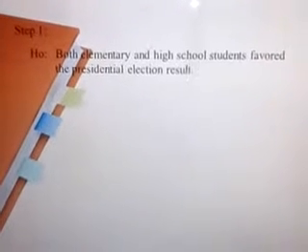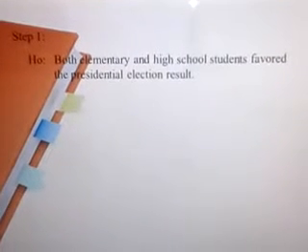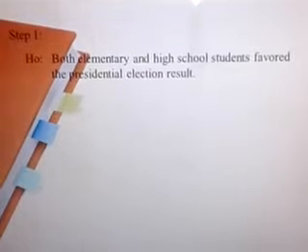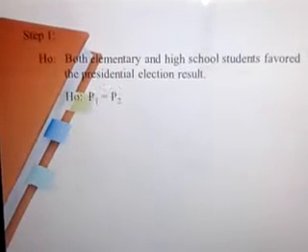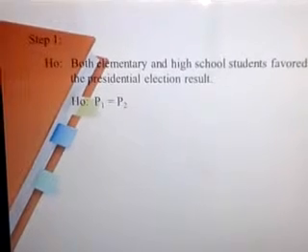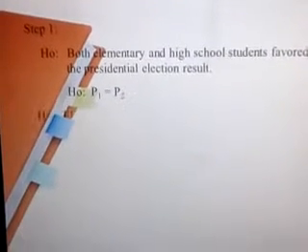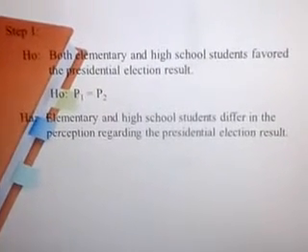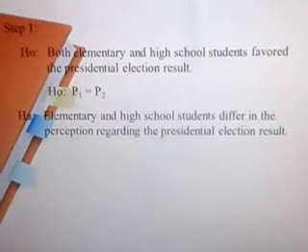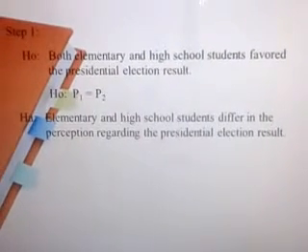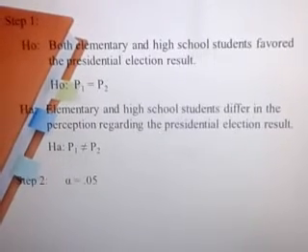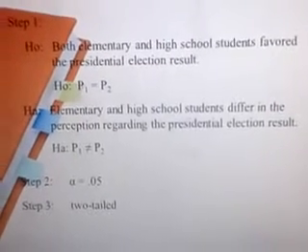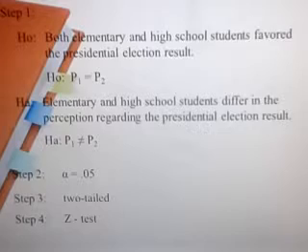Then step 1, the null hypothesis: both elementary and high school students favored the presidential election result. So P1 is equal to P2. Alternative hypothesis: elementary and high school students differ in their perception regarding the presidential election result. So step 2, it is two-tailed. Let us use the z-test.